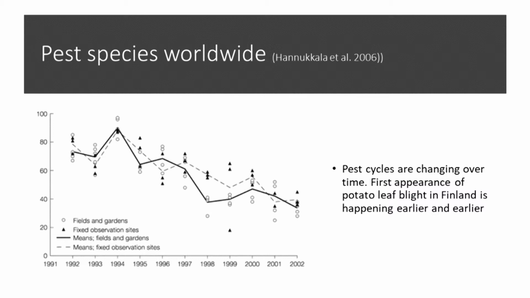I don't know much about potato late blight in Finland, but what you see here is on the x-axis 1991 to 2002, and on the y-axis, days after potato planting. At the start of the 90s, late blight would show up about 70 days after planting, and then starting in 2002 it's about 40 days after planting. There's a significant decrease in the number of days between planting the potato crop in Finland and getting this late blight. So we have this shift in pest cycles and a need for farmers to adapt, changing G, E, and M.